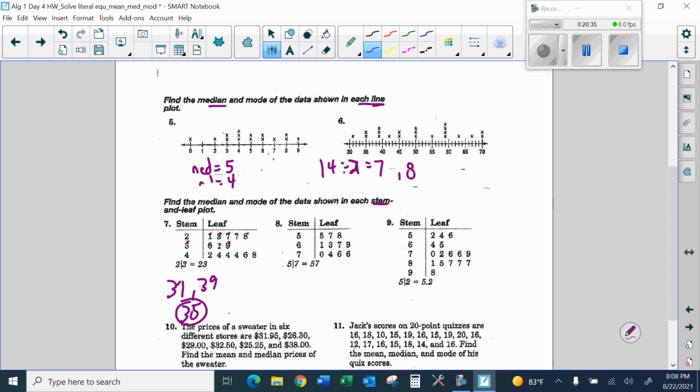So the median is not always one of the numbers listed. If there's an even number of numbers, it's the midpoint of the two middle numbers. If there's an odd number of numbers, then there's going to be one exact median, one of the numbers in your set there. As for the mode, here I can see there are 3 fours.